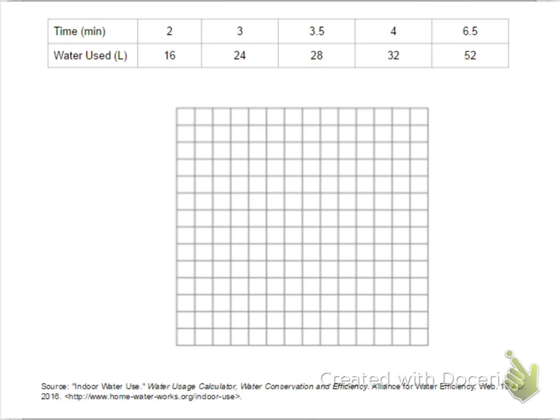Here's our table up top here, the one that we just made, and here's our graph. Our first thing we need to do is figure out our axes. We are going to put time on our x-axis and water use on our y-axis. I'm going to draw my axes lines and put the labels on. You should do the same thing on yours.